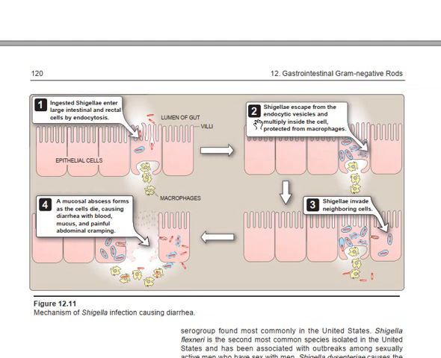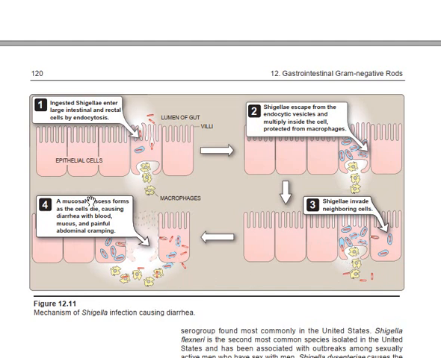Now in step 2, the Shigella are going to escape the endocytic vesicles, and then they are going to multiply inside the cells, protected from macrophages. So you see that in this case, Shigella do not enter macrophages like the Salmonella. The Shigella just continue to live inside the enterocyte. Is it clear? Now the Shigella are going to invade the neighboring enterocytes, and they are going to try to evade the macrophages, because the macrophages are going to kill them.